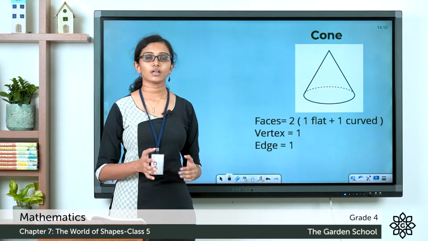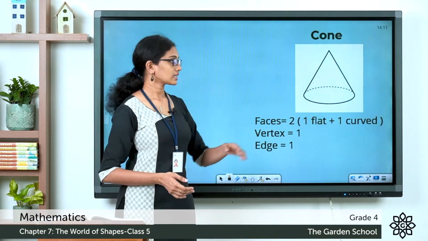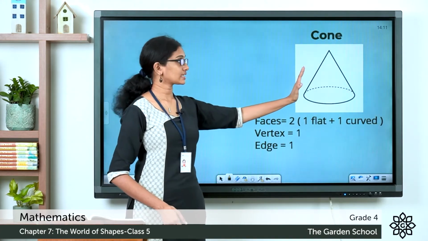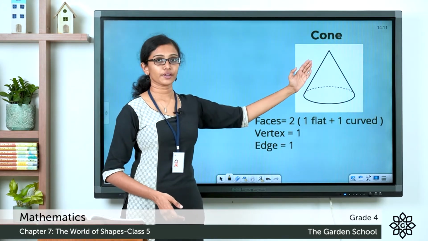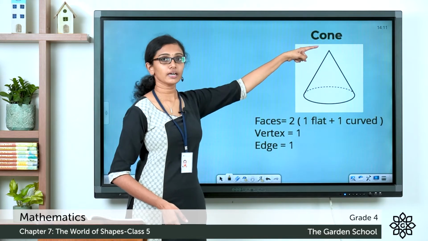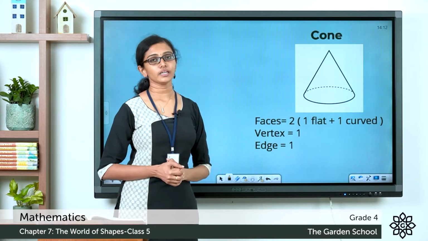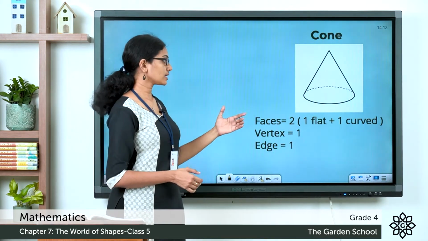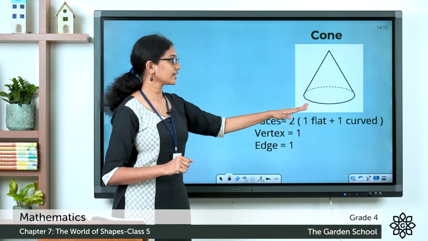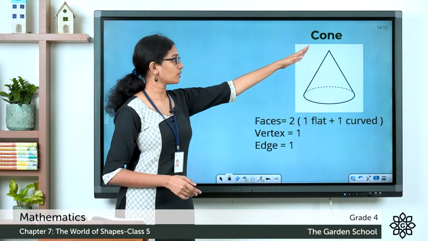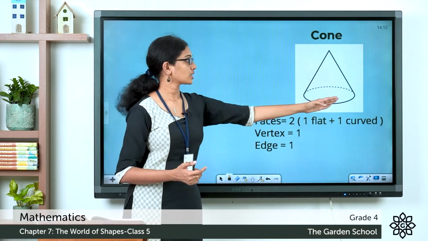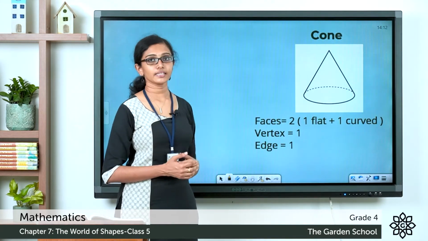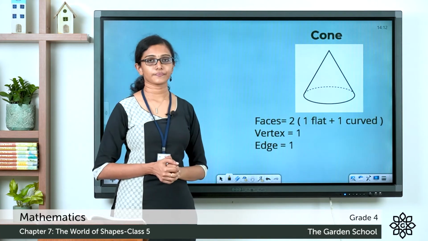Now, let's see the next shape. Here you can see a cone. For a cone, there is one flat surface and there is a curved surface. So, there is a flat face and a curved face. And you see this sharp point here, it is called the vertex of the cone. So, for a cone, there are 2 faces, one flat face, one curved face. There is one vertex and there is one round edge where the curved face and the flat face meet.